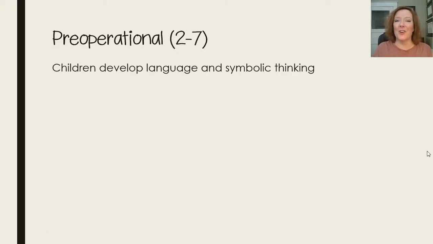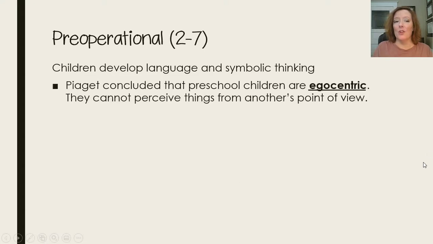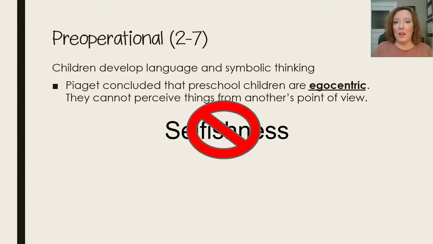Okay, the next stage, according to Piaget, is preoperational, and this happens between the ages of 2 and 7. At this stage, children develop language and symbolic thinking. So now they can play pretend, they have really kind of grasped language, and they can communicate with other children, with adults. Piaget concluded that preschool children are egocentric. This concept means that they cannot perceive things from another person's point of view. It does not mean that they are selfish. This is not the definition that we tend to think of as being egocentric.